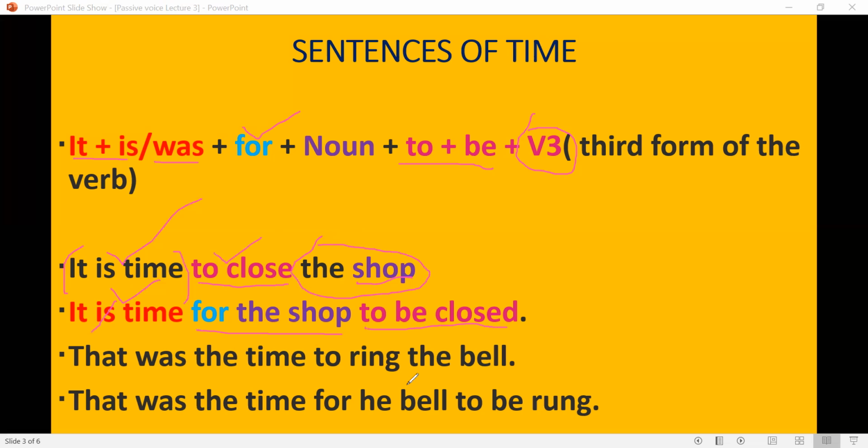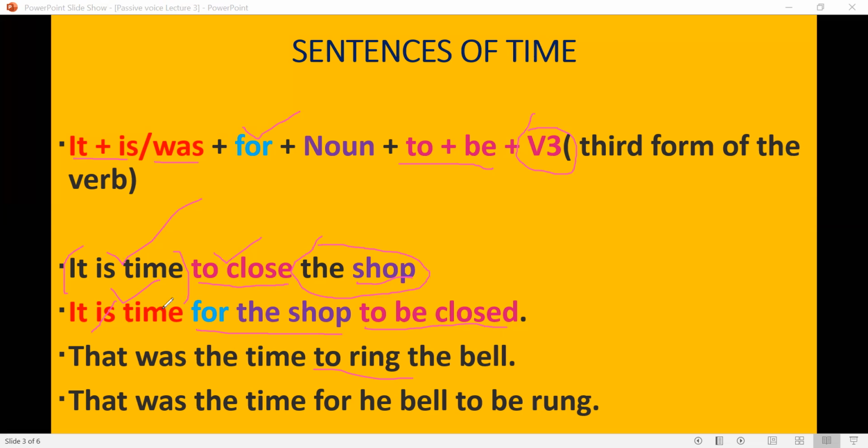That was the time to ring the bell. That was the time for the bell to be rung. To ring, to be rung. It is time to close the shop. It is time for the shop to be closed. To close, to be closed. The rest remains as it is.